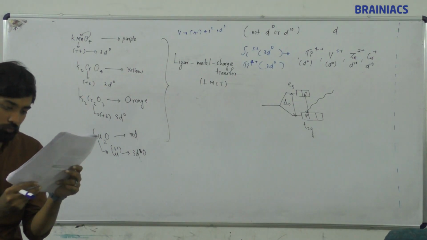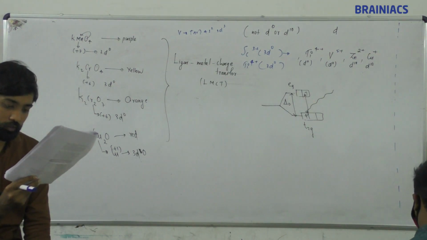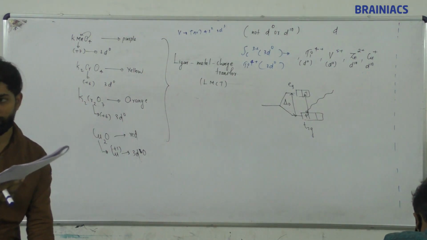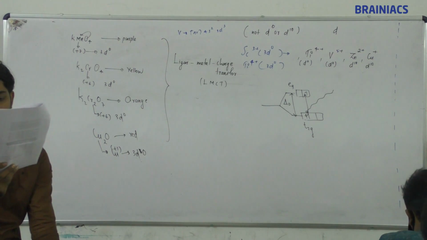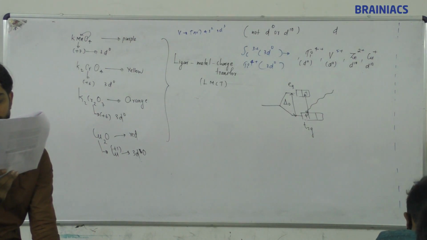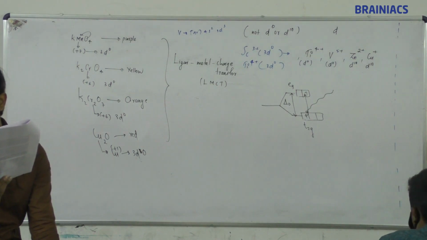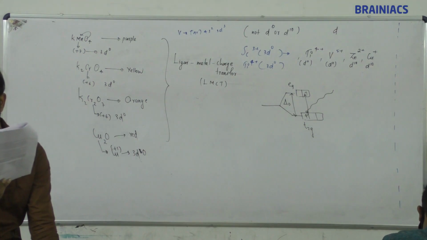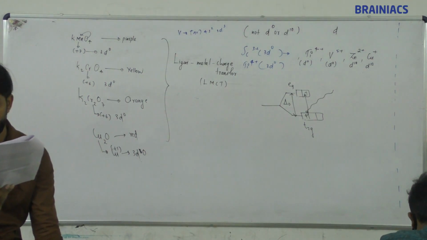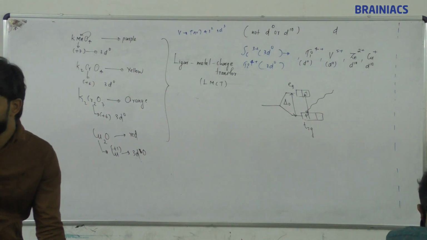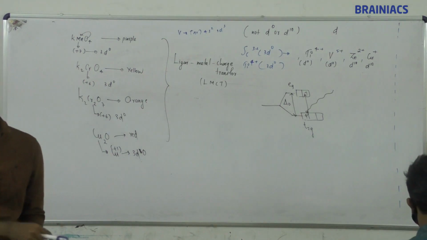The first one is Ti3+. The most important among this category are Ti3+, Cr3+, Fe2+, Fe3+. And the last, cobalt: Co2+ is pink, Co3+, and Ni2+ or Co2+, you know, blue.